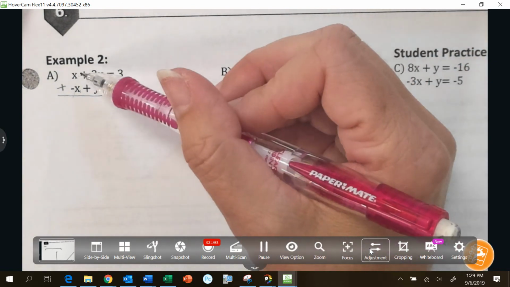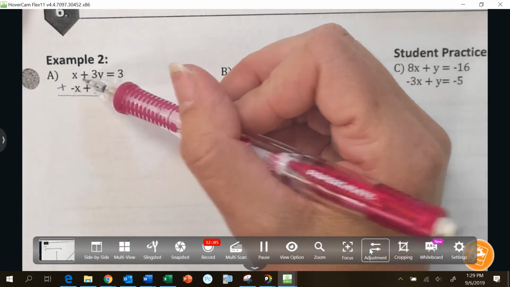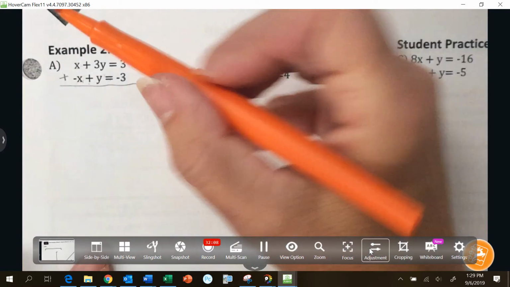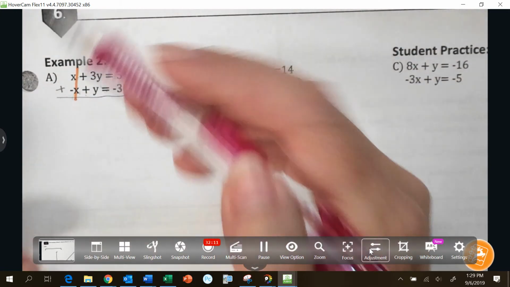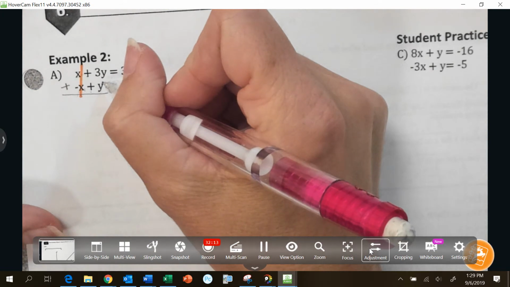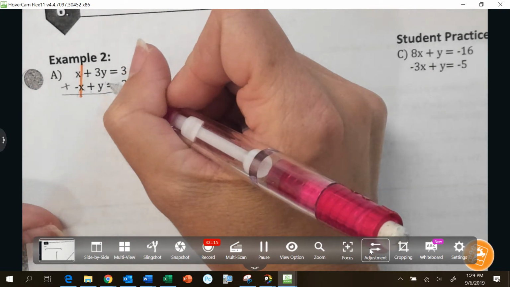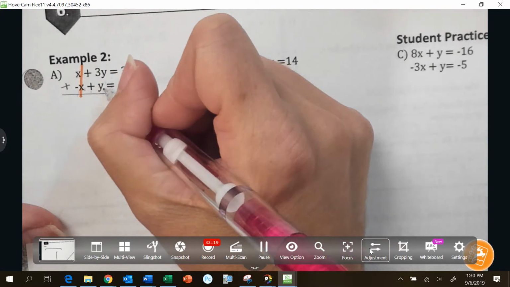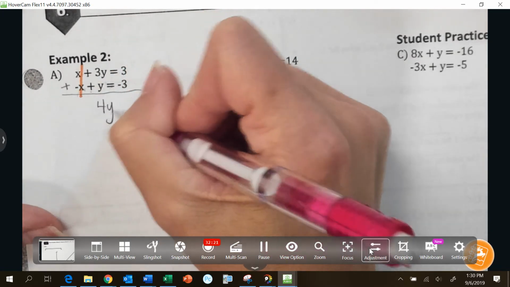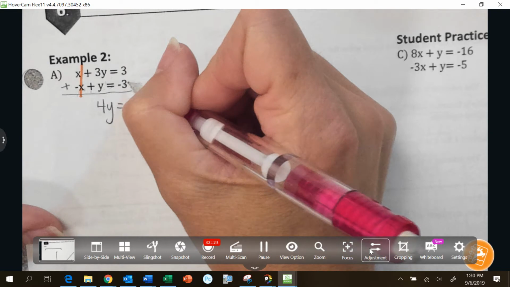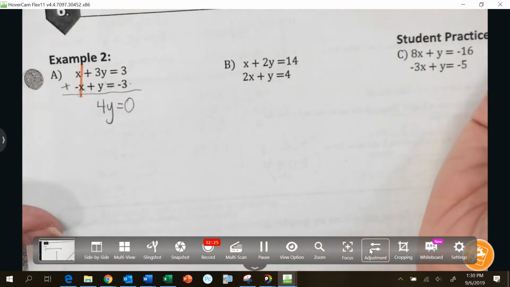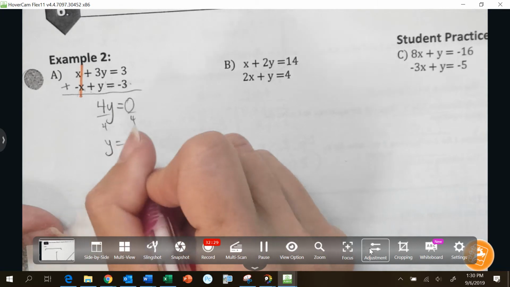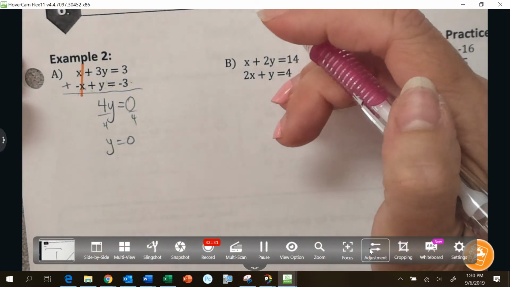If I add these together, what happens to x plus negative x? Eliminated. See, this is why I like elimination. What is 3y plus y? 4y. And what's 3 plus negative 3? 0. So divide by 4, and we get y equals 0. We have our first variable.